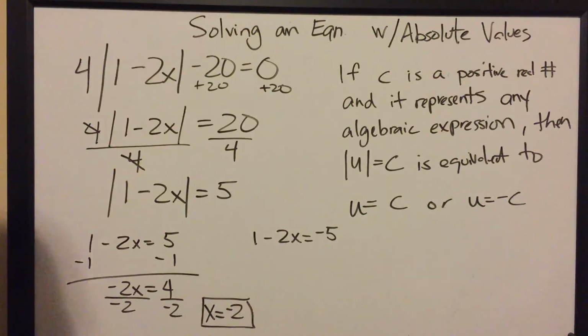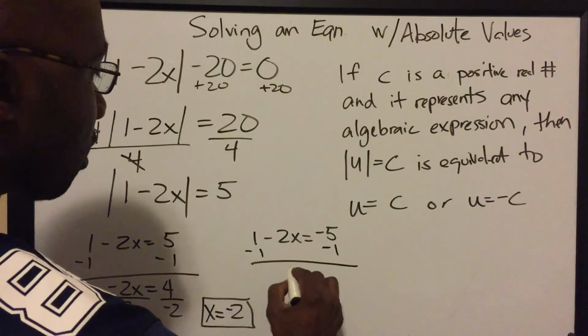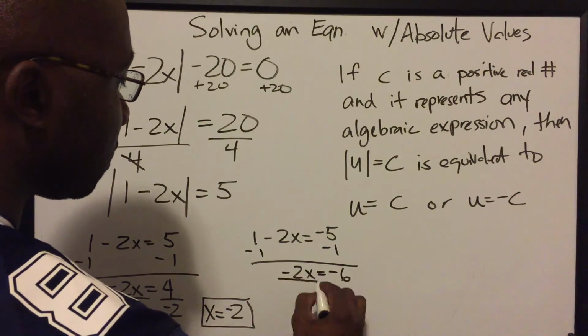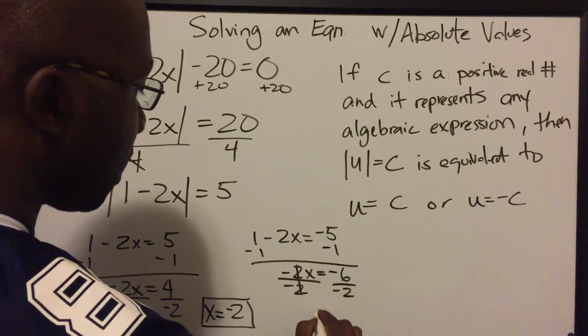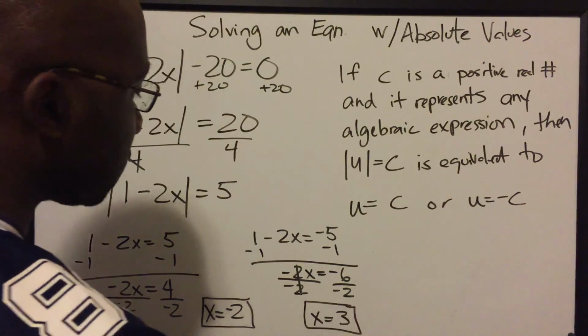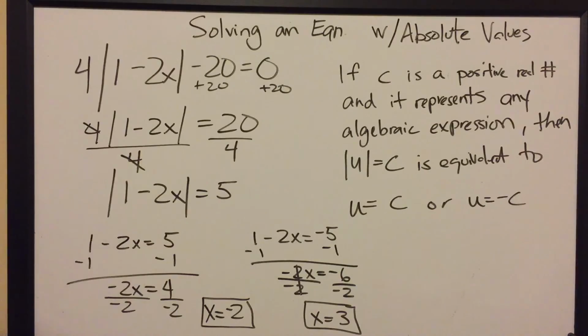Now we come over here and we do the same exact thing. Subtract one here, subtract one there. -2x is equal to -6. Divide by -2 and -2, this cancels out. x is equal to a positive 3. Why a positive 3? Because a negative divided by a negative is a positive.